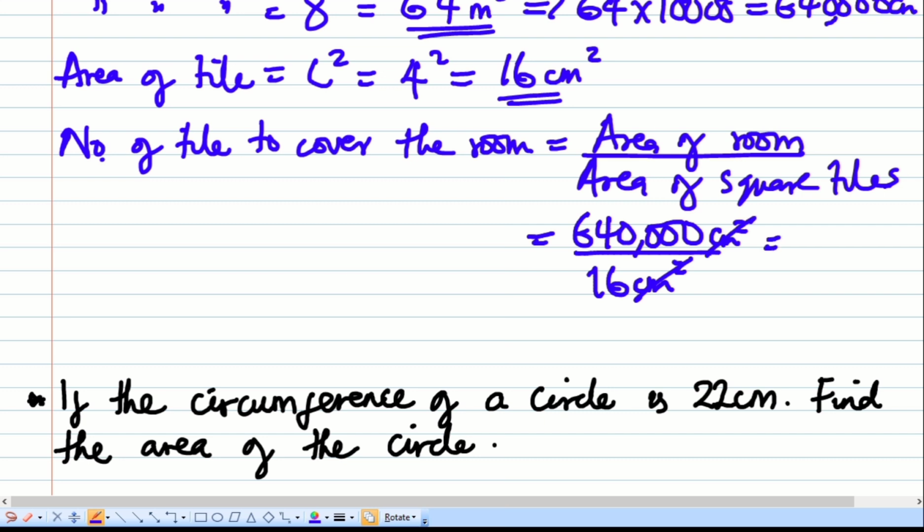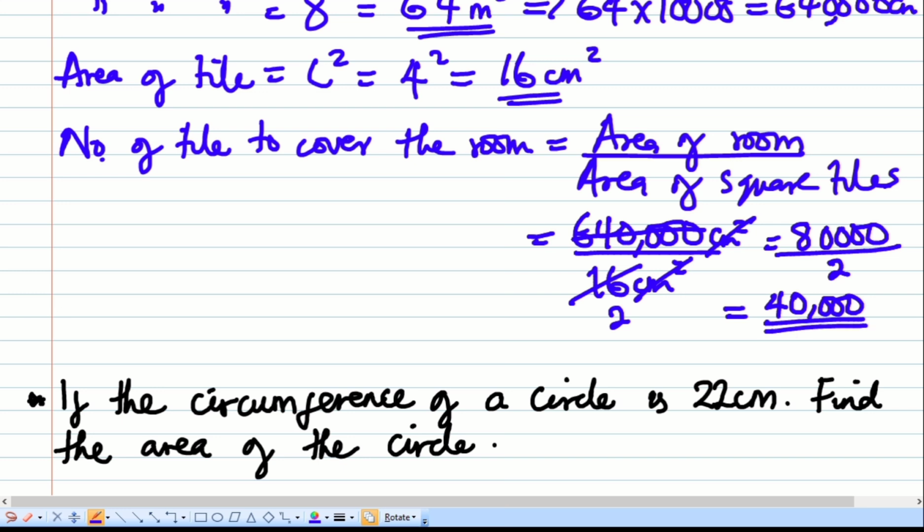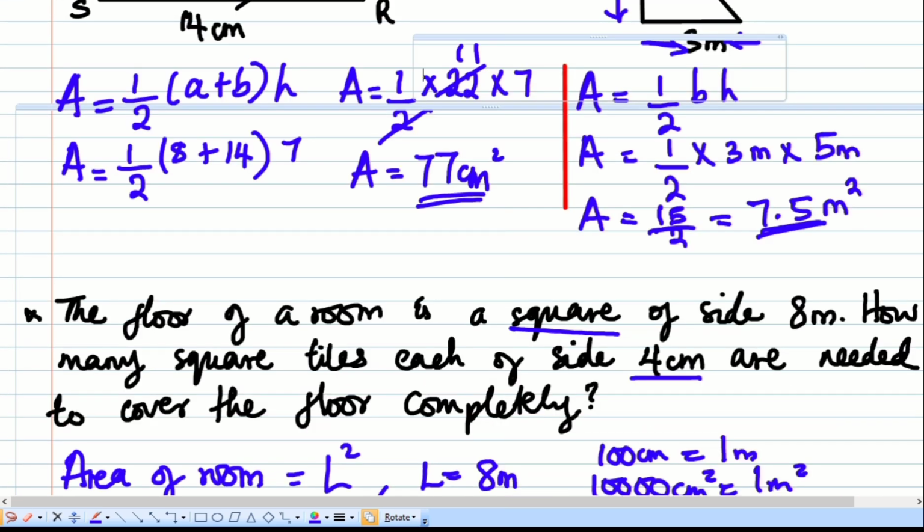So 8 into 16 is what? Definitely 2. 8 into 64 would give me what? 8 into 64 is 8. Then we just put our zeros. So we have 80,000 over 2. If you divide again, 2 into 8 is 4. So we have 40,000. So it will take 40,000 square tiles of 16 centimeters squared to cover a room that is 640,000 centimeters squared in area.